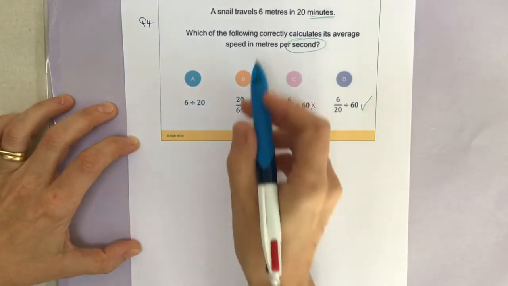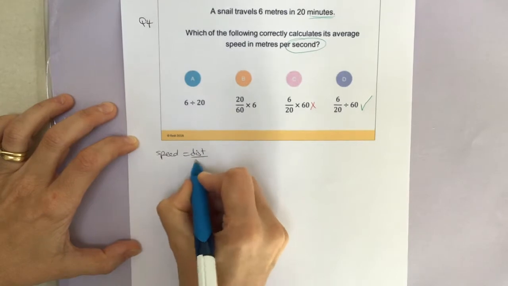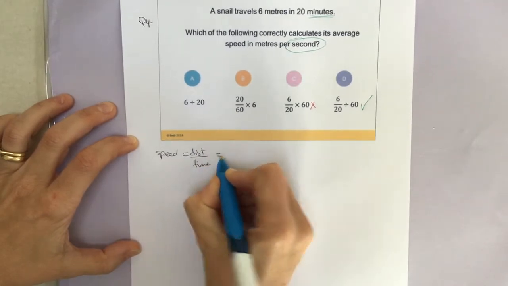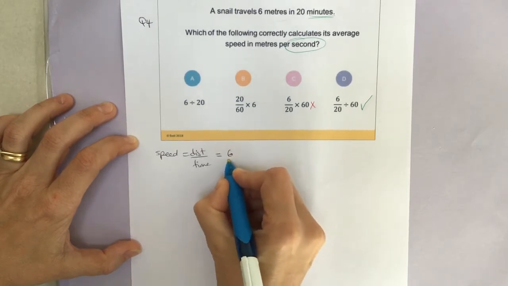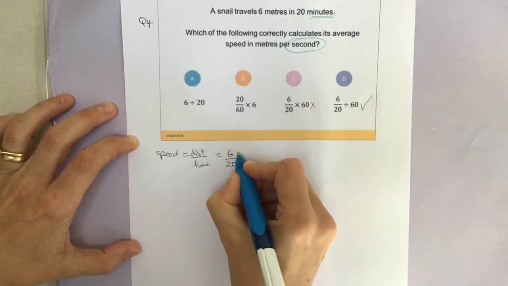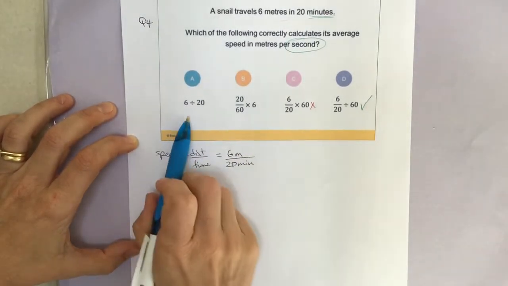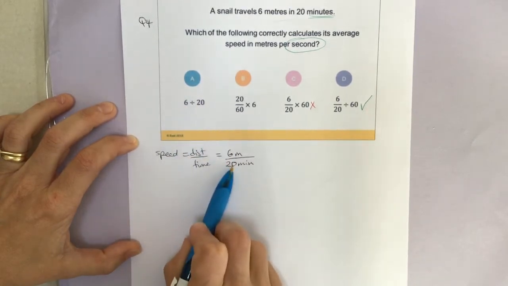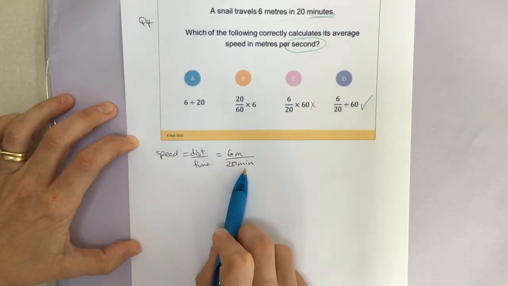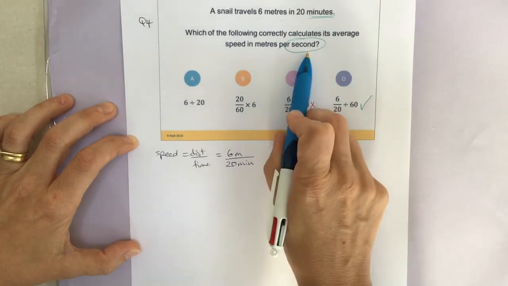Okay, so let's have a look at this. So, speed equals distance over time. So if we just did it straight with this, speed equals 6 over 20, 6 divided by 20. That would be metres, and this would be minutes. So this again was a common wrong answer. It wasn't the most common wrong answer, but this was a common one as well, that people just did the 6 divided by 20 for distance over time. This is per minute, but I want it per second.